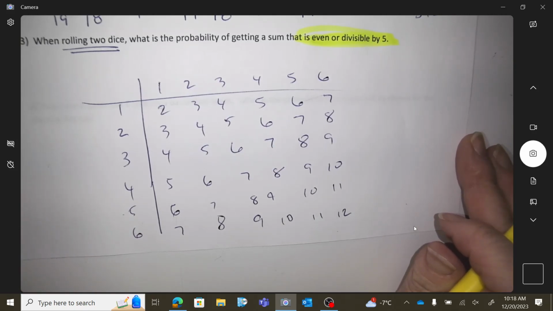Okay, and then you go through and you're looking for anything that would be even or divisible by 5.